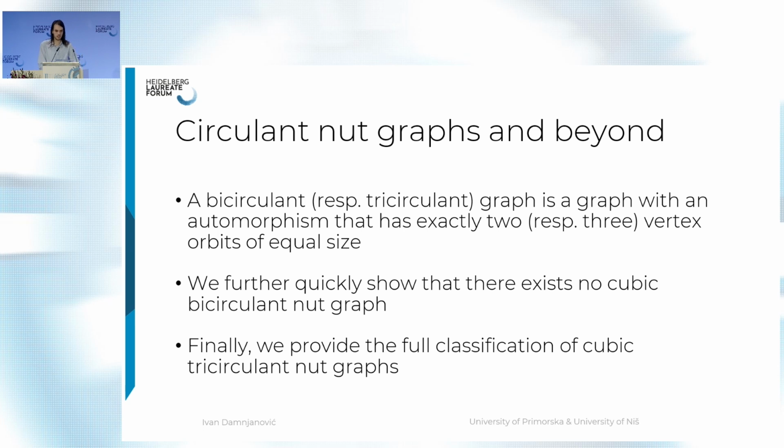And in the subsequent research, we have shown that there exists no cubic bicirculant knot graph, and we've given the full classification of all cubic tricirculant knot graphs.